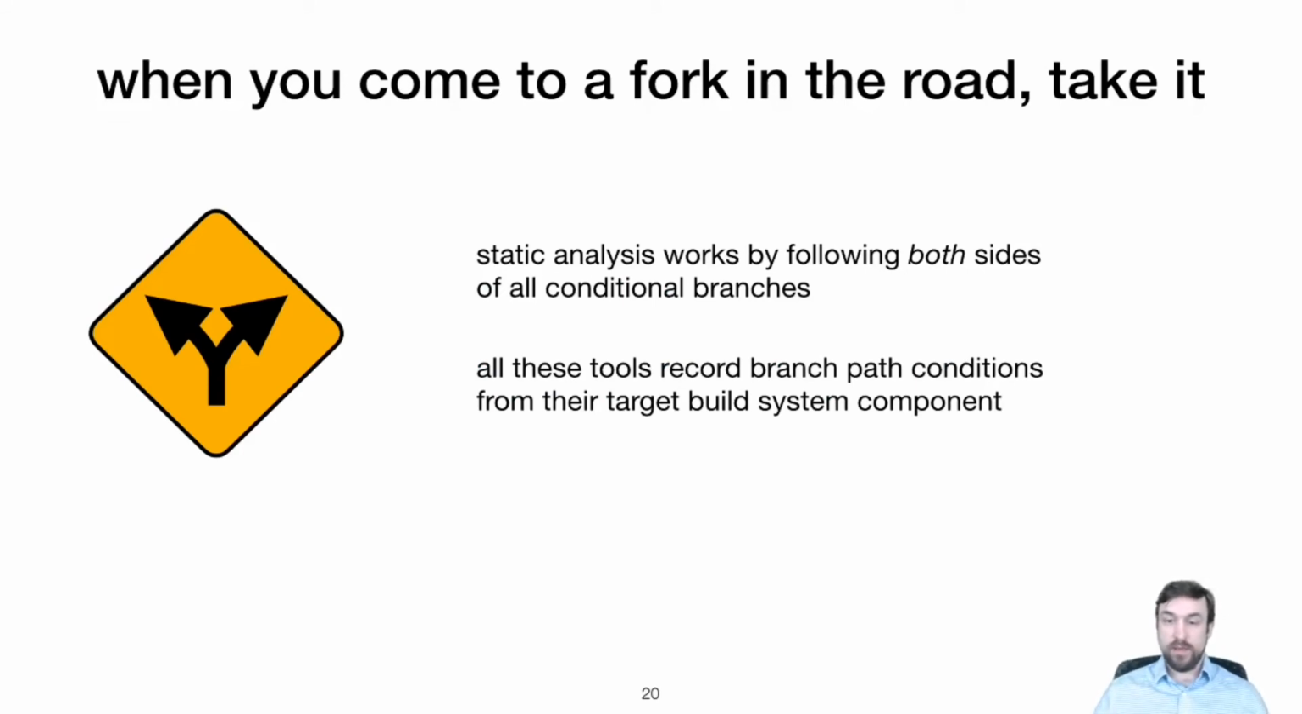The main trick in really all static analysis is that they work by following both sides of all conditional branches. And so I've taken this kind of approach and applied it to each of these phases of the build system, each of these tools. They each have their own encoding for the build process, and each of them involves some kind of conditionals. If we can follow both sides of the conditionals and preserve the path conditions for all sides of all conditionals, then we can preserve the configuration information about each piece of source code that gets generated by the build system.